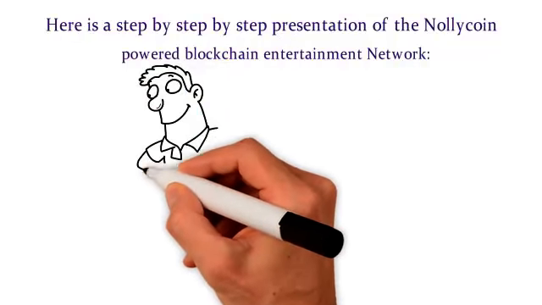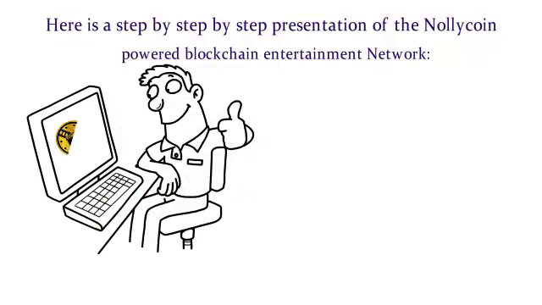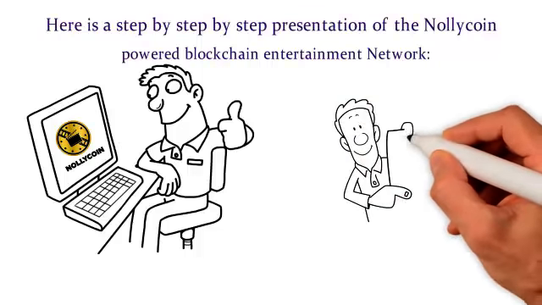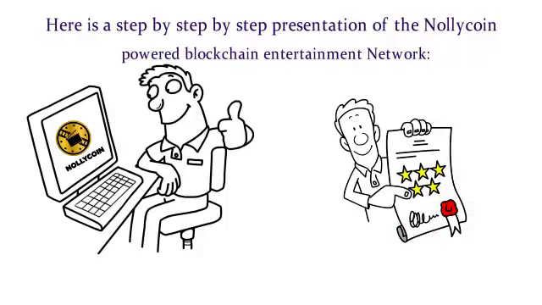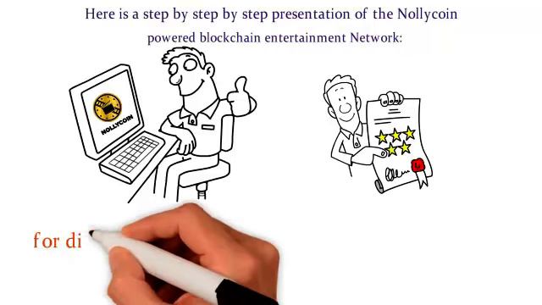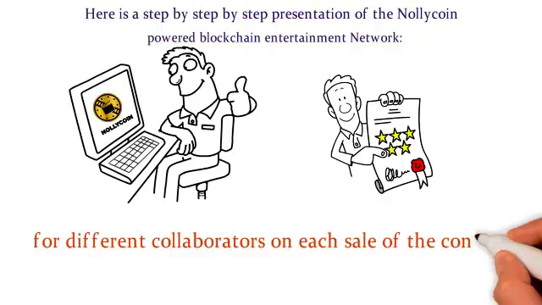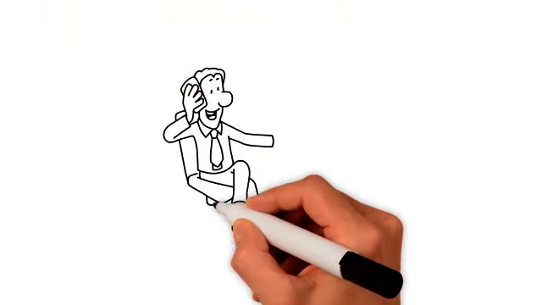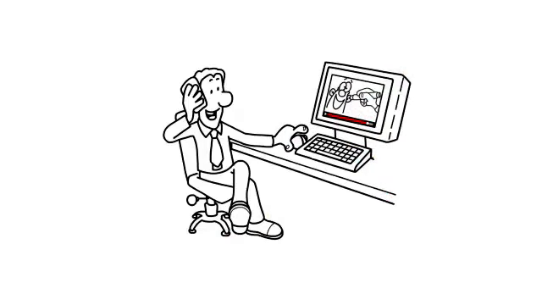First, producers and content owners register and load their content on the NollyTV blockchain-powered entertainment portal. The owner executes a smart contract that stipulates the different rights and compensation percentages for different collaborators on each sale of the content. After that, the movie content is publicly published on the NollyTV portal for consumers to buy.